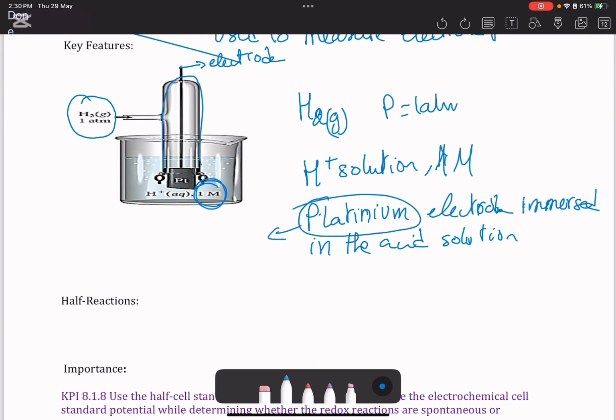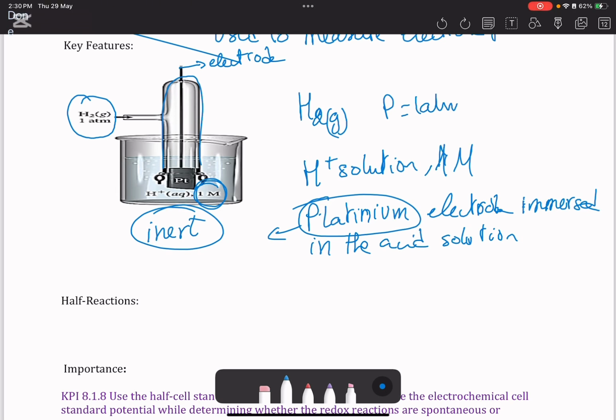Now why platinum specifically? Because platinum doesn't react with the H+ and with the hydrogen gas. So we need an inert electrode, an electrode that doesn't interfere with the reaction. It is just there to allow the transfer of electrons.